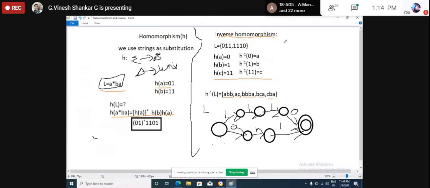What is H inverse of A? We'll find it now. H inverse of A is nothing but this: I have given a finite automata for language L, starting here. Then you need to find it for H inverse of L. By taking the same thing, you can do it. Please try it. Very simple.